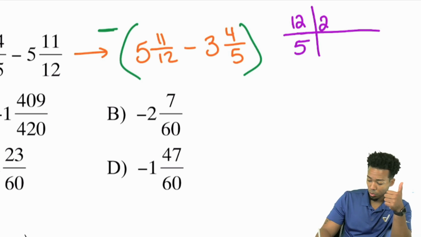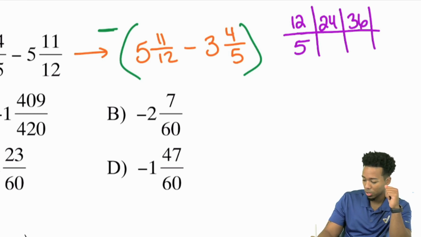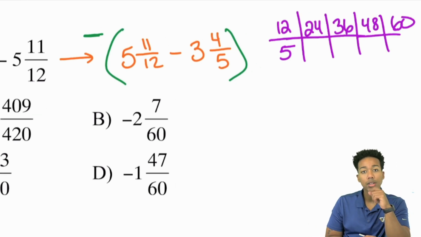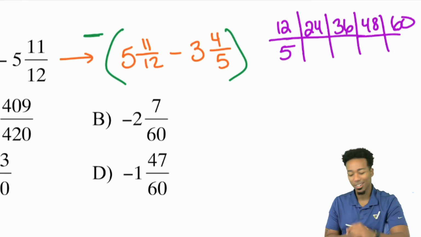12, 24, 5 doesn't go into that. 36, 5 doesn't go into that. 48, 5 doesn't go into that. What about 60? Yeah, it does. 5 does go into 60. 5 times 12 is 60. And so here we go.